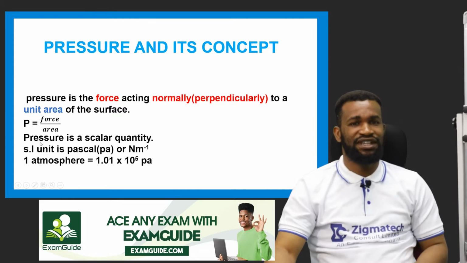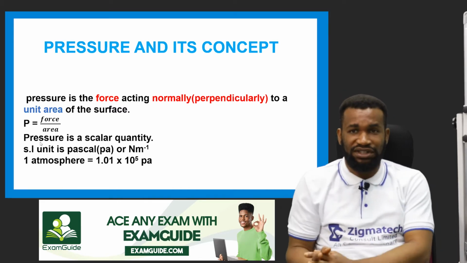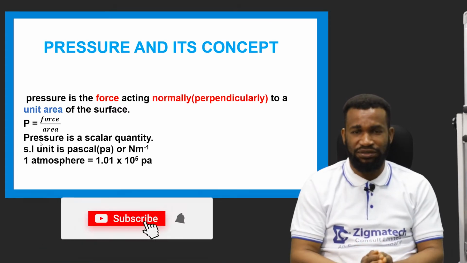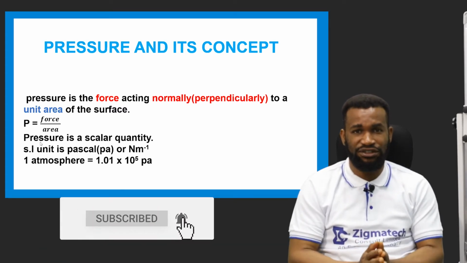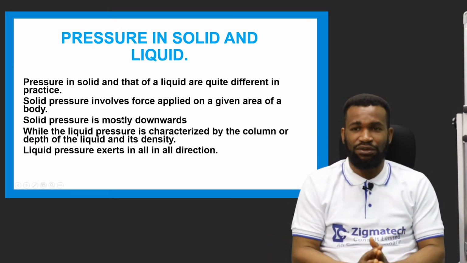And then pressure is a scalar quantity. Many of these quantities are mistaken as vectors just because of the presence of a force, but pressure is not. It is stated clearly that pressure is a scalar quantity.